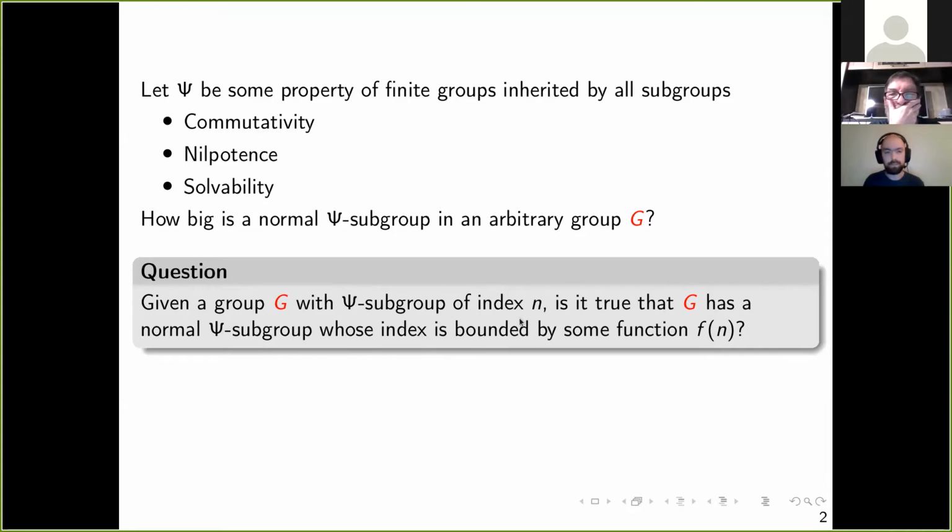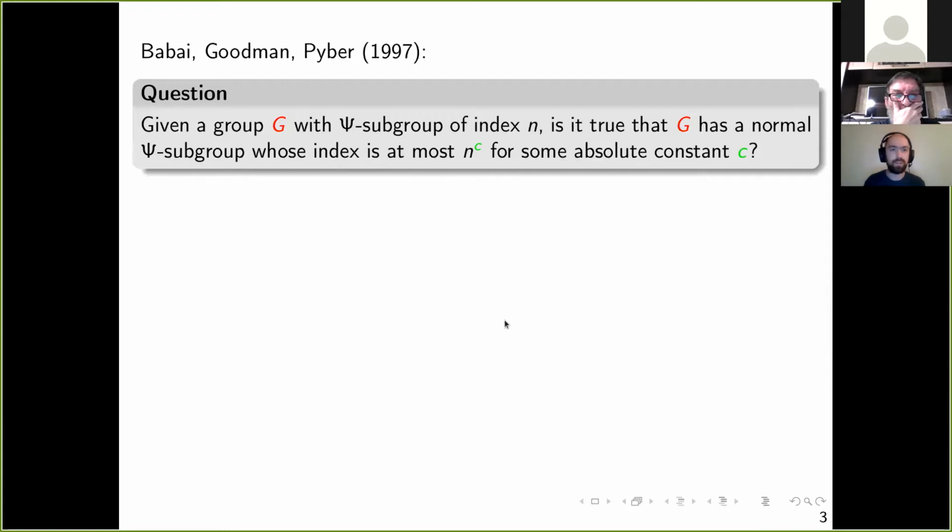Well, there is good news. The answer to this question is yes, because it's quite easy to show that n factorial always works. But this bound is not that nice, and it's in particular not very useful. So in search of a more useful bound, Babai, Goodman, and Pyber in 1997 asked the following question. Given, again, a finite group G with a psi subgroup of index n, is it true that G has a normal psi subgroup whose index is at most n to the power c for some absolute constant c?